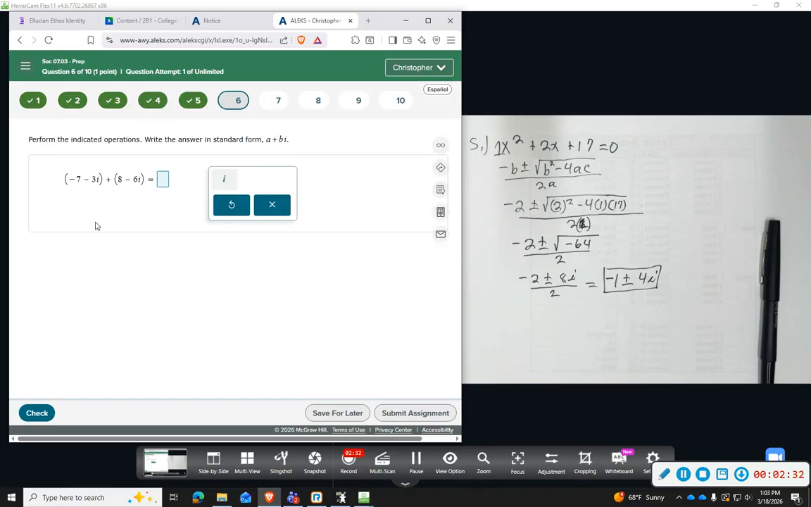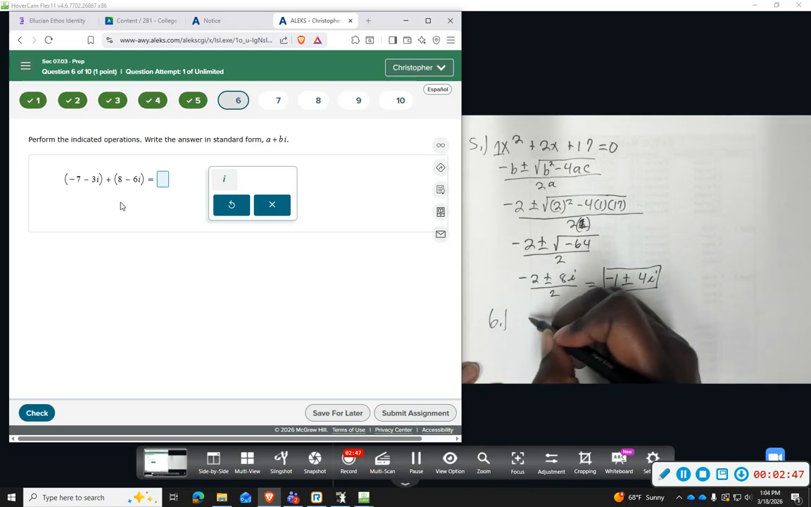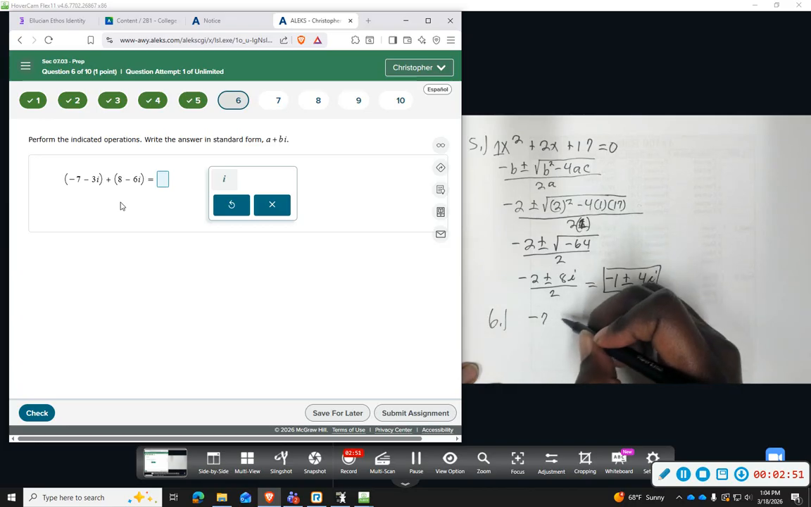All right, so we're going to perform the operation. We are writing the answer in standard form, that is the whole number part, or the real part, plus the imaginary part. So it's just like combining like terms. In this problem, we're just going to be combining like terms. There's nothing to do in the parentheses, so I will just drop them. There's nothing being distributed. So we just have a negative 7 minus 3i.